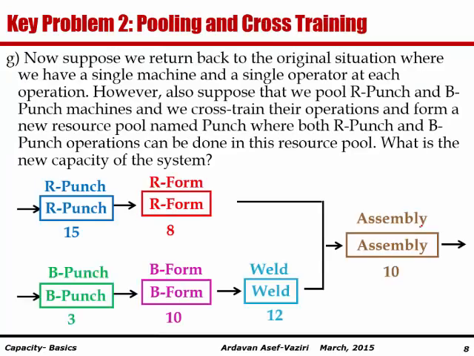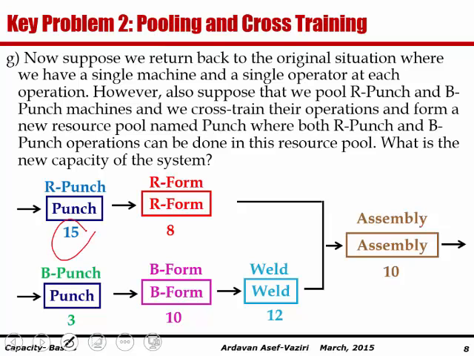Now suppose instead of buying a new R punch, we do this. We train both resources to be able to do the same job, right? Usually when we do something like that, when we transform a special purpose resource into a general purpose resource, usually this 15 minutes, for example, becomes 17 minutes. These 3 minutes will become 4 minutes.